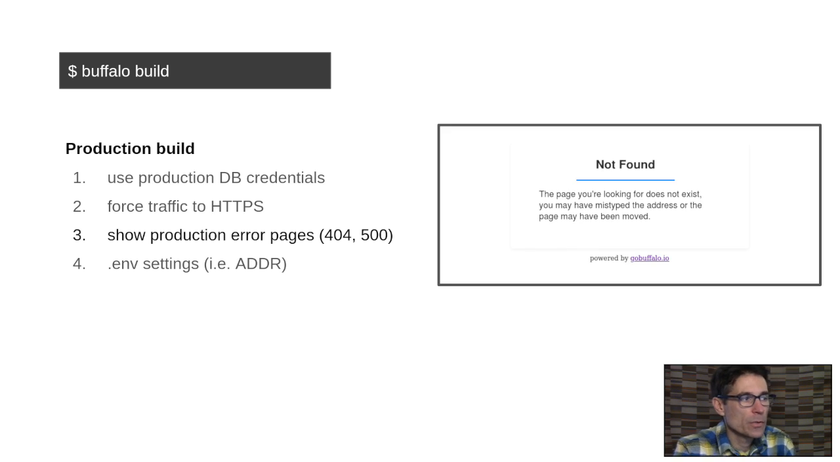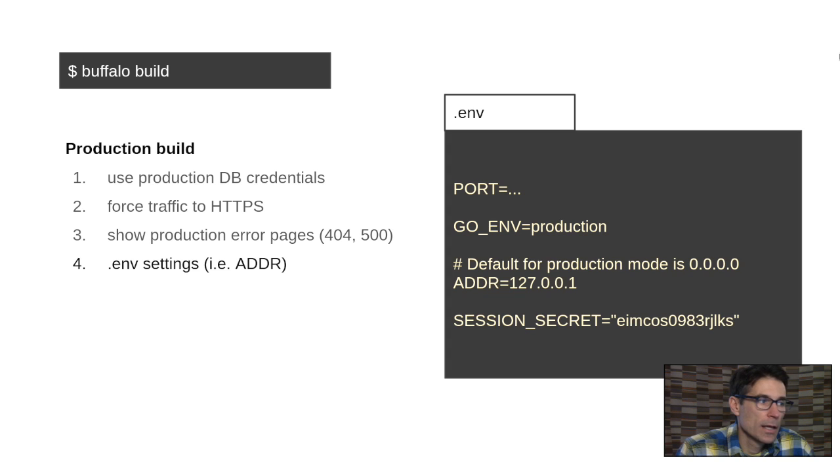Number three, Buffalo is going to show production error pages. That's for 404 and 500 errors. In dev mode, Buffalo shows a lot of debugging and logging information. None of that is available when running in production. And number four, running in production, there can be some changes to our .env file.